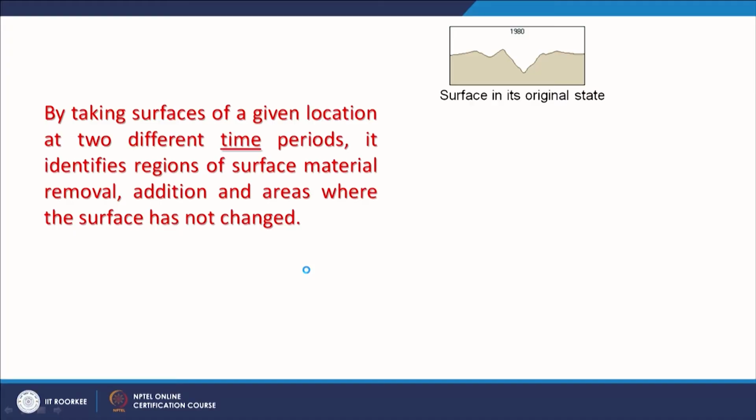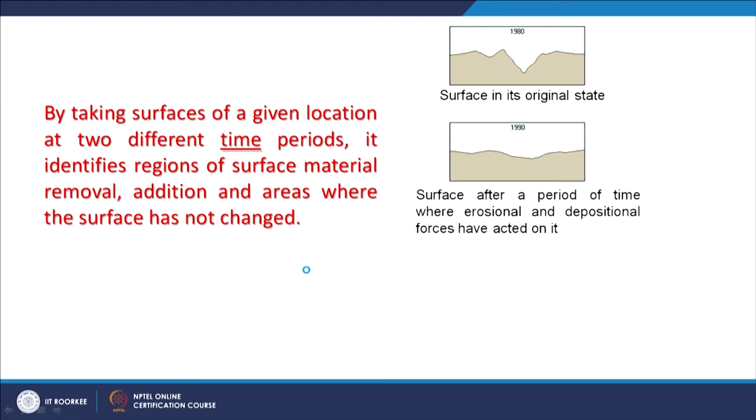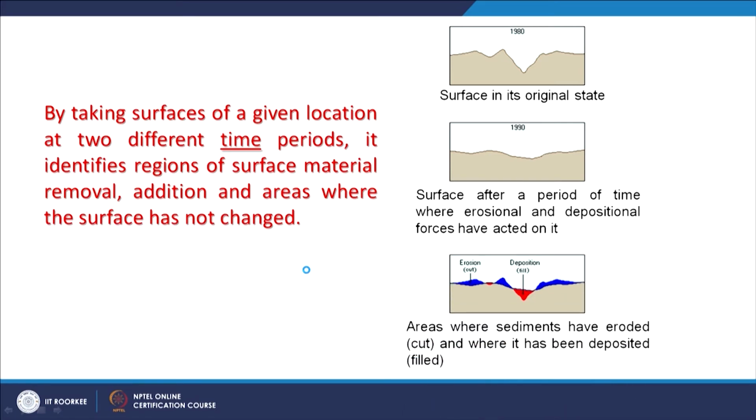If these things have been done properly, then of course such projects will never fail, because whatever has been estimated, the real cost will also be around that figure. So, by taking surfaces of a given location at two different time periods, if it is possible to have two different elevation surfaces, then we can also estimate a few more things, that is the change, how things have changed.